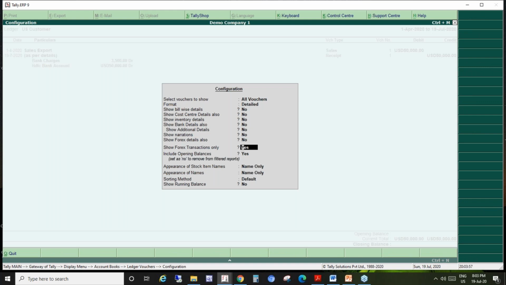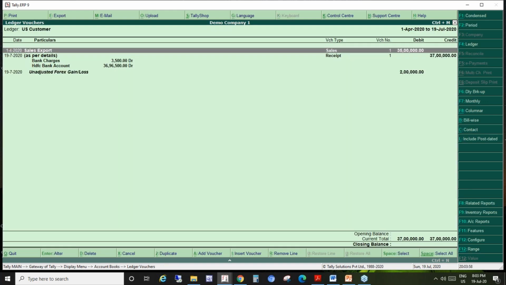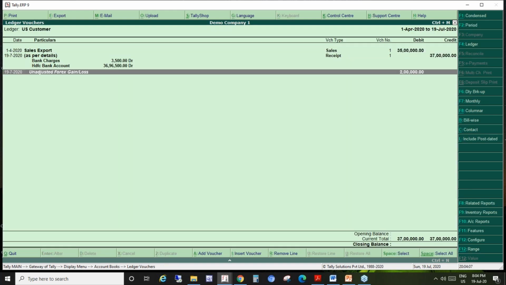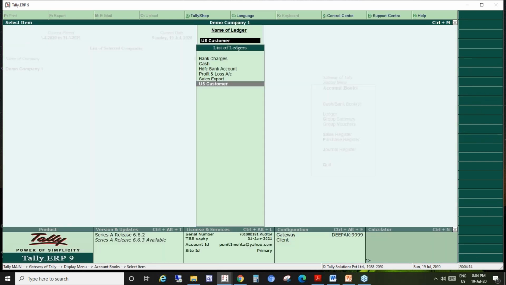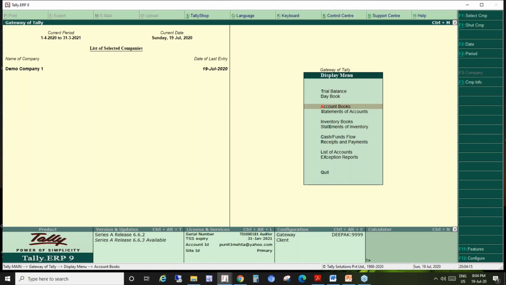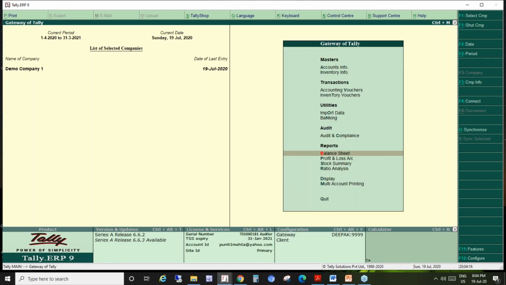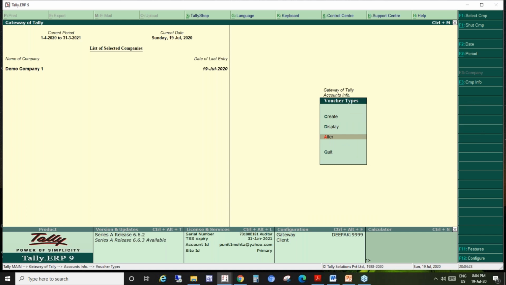At the same time, you would like to adjust this 2 lakhs rupees, which is your profit, which has happened because of the passage of time and the fluctuation in gain and loss. So what do we do for that? We go to accounts info, voucher type, alter, journal.